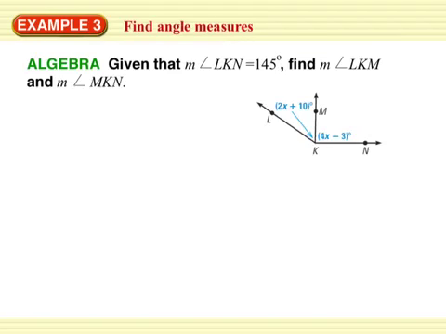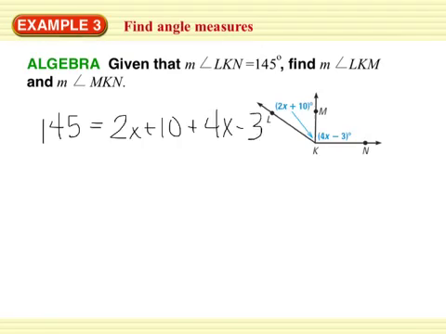Let's try one. Given that the measure, that's how you read that, the measure of angle LKN equals 145. Okay, LKN is the big angle. Find the measure of LKM and the measure of MKN. So we know that 145 equals 2x plus 10 plus 4x minus 3. Algebra, collect like terms and solve for x.